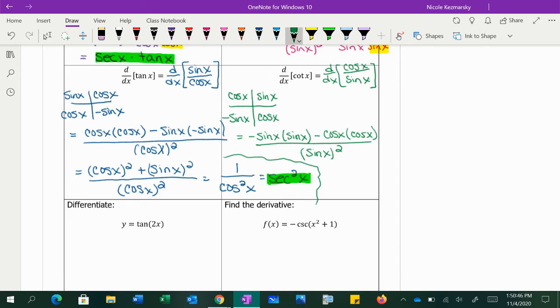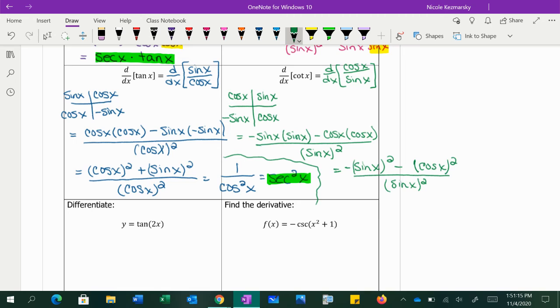So now, if we keep going, and I'll move down here and work into the margin a little bit, negative sine x times sine x is negative sine of x squared. Then we've got minus cosine of x squared over sine of x squared.